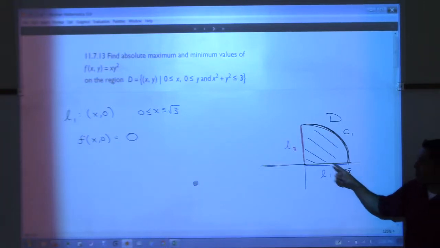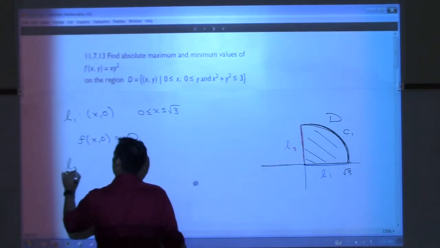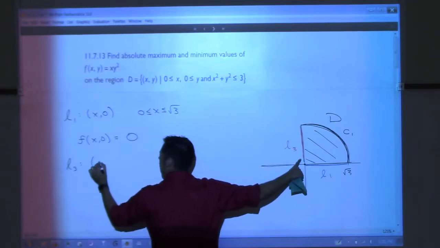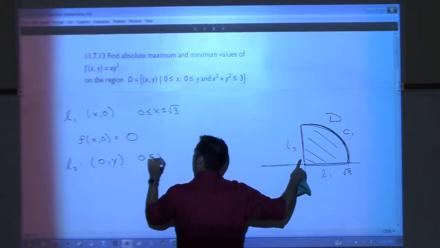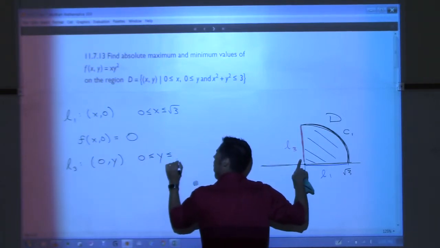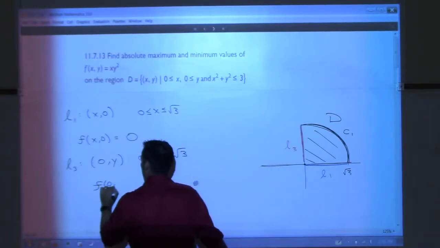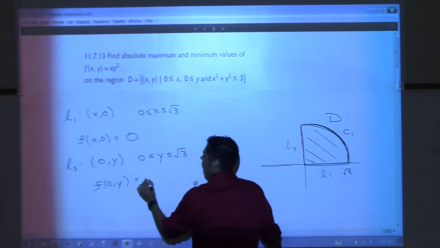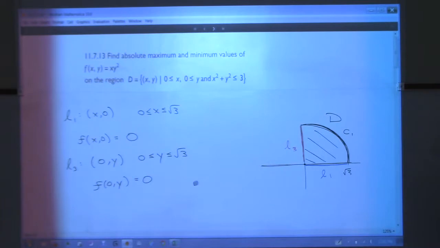L3, you want to try L3? Because it seems like that might be kind of easy also. L3, all the points look like x coordinate is 0, y coordinate is y, and my y is between 0 and root 3 again, but it doesn't matter. When I plug in 0, y, I plug in 0 for x, I just get 0. So again, no need to look at a derivative. This is a constant function along that edge.